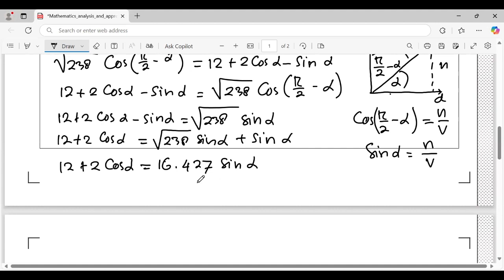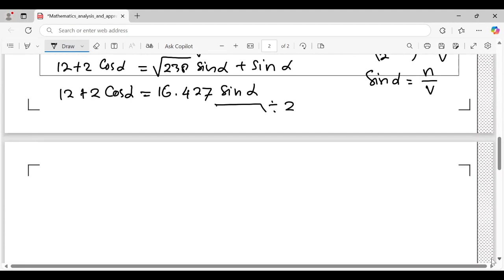And after that, divide by 2. Divide by 2, it becomes 6 plus cosine alpha, and this number divided by 2 becomes, wait, not 7, but 8, because 16.